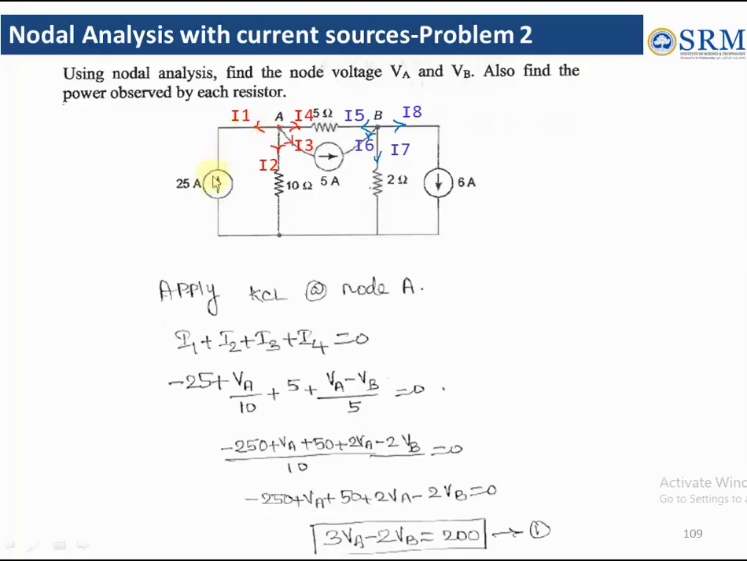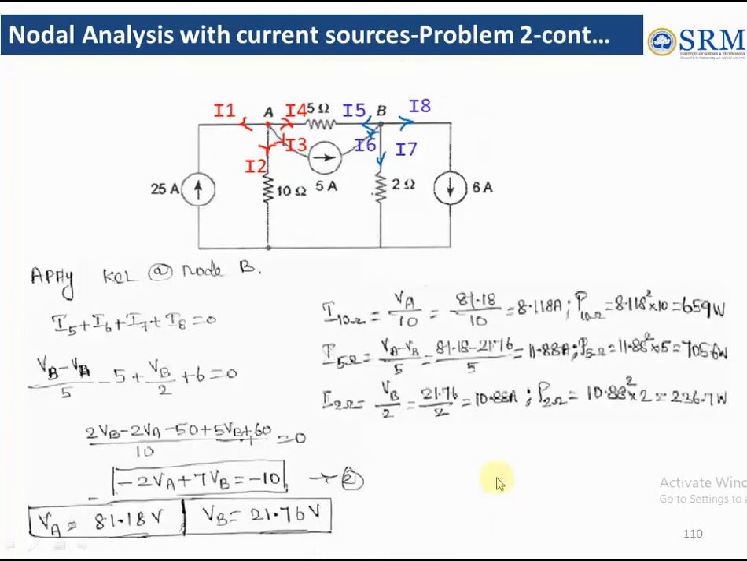I1 is nothing but, so what is the current here? 25 amps, but this is the direction of our assumed current, and the original current is opposite. We take a negative value, minus 25, plus I2 is nothing but V by R, so VA by 10, plus I3, and whatever current is given here, 5 amp, both are in the same direction, so we take 5 ampere, plus I4 is VA minus VB by 5. Solving, taking LCM and simplifying, we get this equation.